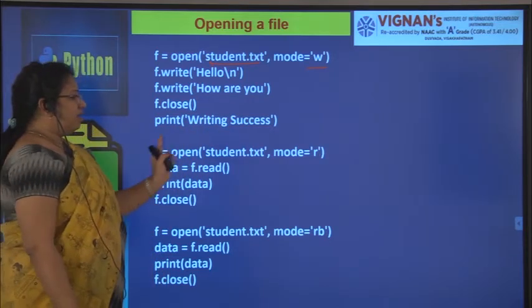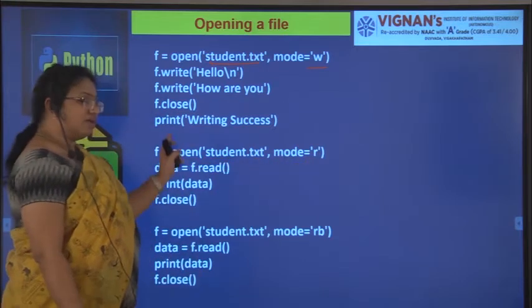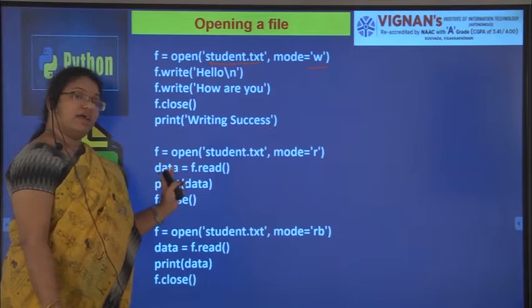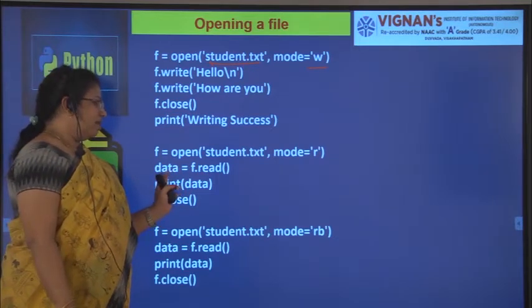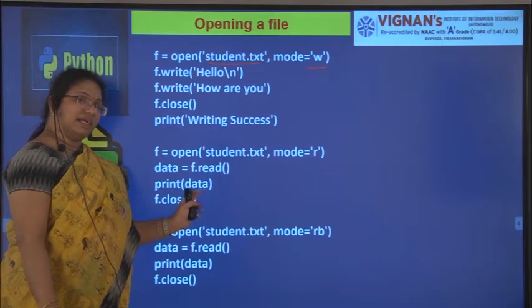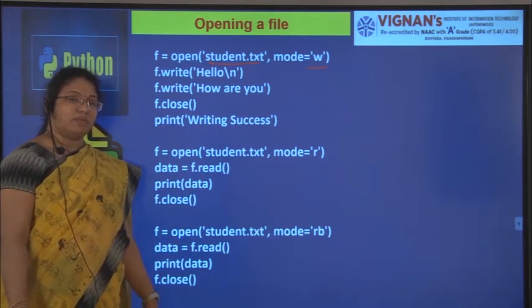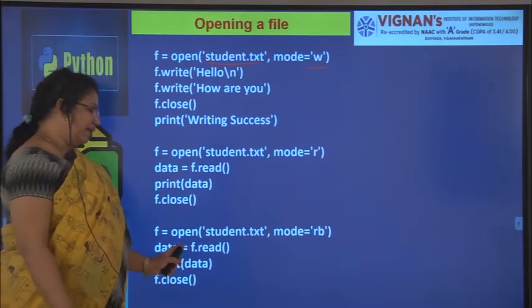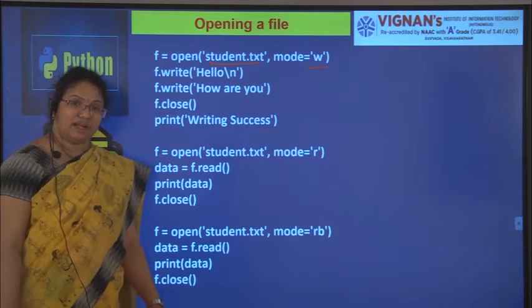Now, again, if you want to open the file in read mode, I am mentioning read, and I am going to use the method f.read. So, I am reading the data and placing it in a variable data. Now, I want to print the data of the file. Then that is rb mode. What is this rb mode? It means read binary mode. Here also f.read is going to read the data, I place it in a variable, and print data will display the data.